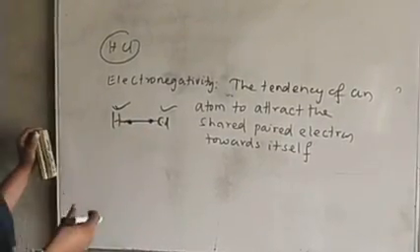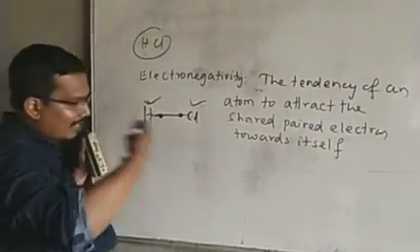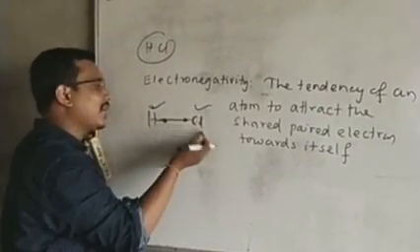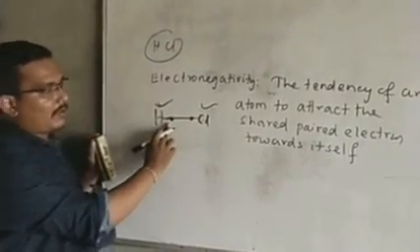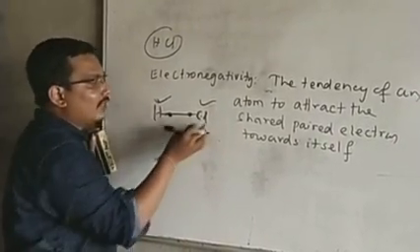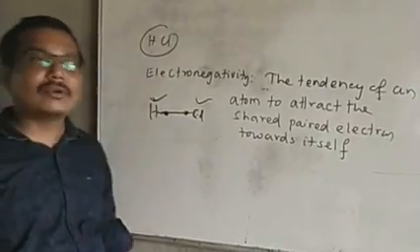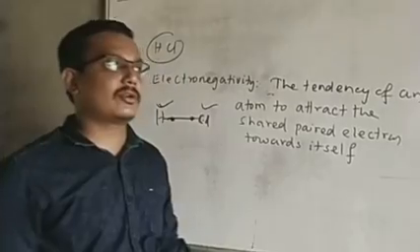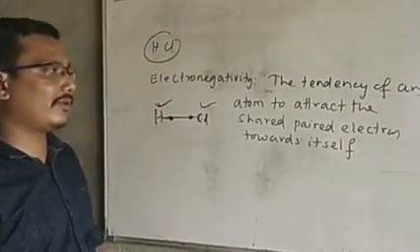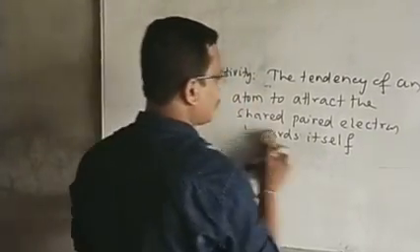But chlorine atom has a high tendency to attract the shared pair of electrons towards itself. That means it attracts its own electron and also attracts the electron of hydrogen towards itself. That means we can say that chlorine atom is more electronegative than hydrogen. Then how can you know which atom or element has more electronegativity? There is a short trick you can remember.